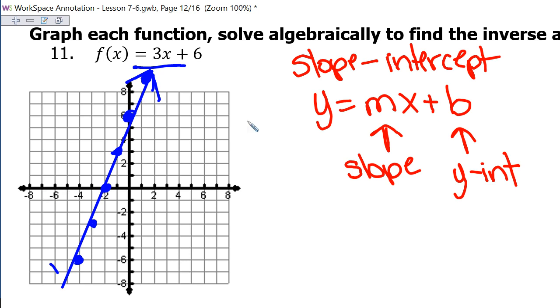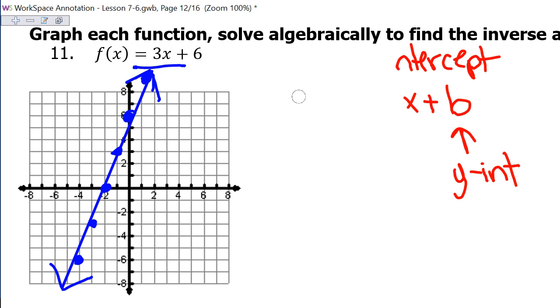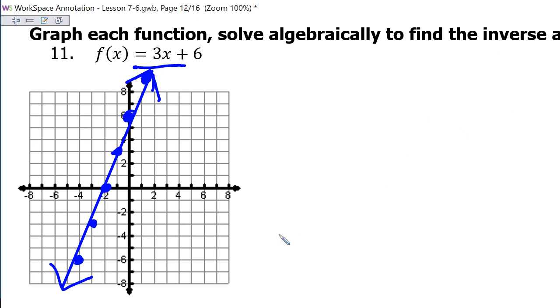And now, so it says graph each function. So we did that. What does it say after graph each function? Solve algebraically. What does algebraically mean? Yeah, that means use some algebra. So use some algebra to find the inverse. So here's what we need to do: we need to first write down the equation we're given. We were given f of x equals 3x plus 6. So that's the equation they gave us.